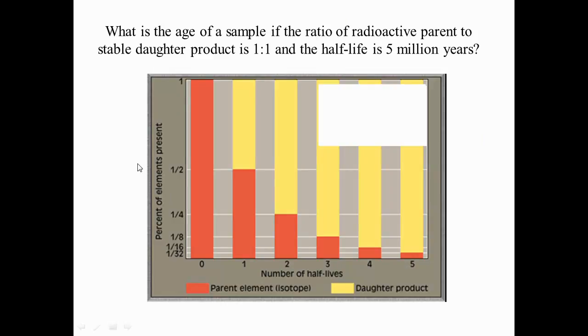So let's take an example. What is the age of a sample if the ratio of radioactive parent to stable daughter has been measured and found to be 1:1, and we know that the half-life is 5 million years? What would be the age of the sample?